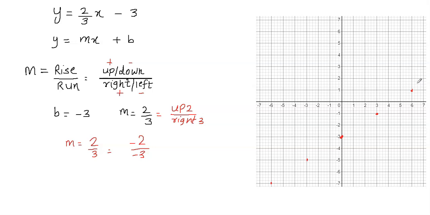Now we can draw a line passing through all these points. So let's do that. And you can see that I have got a nice straight line. Now usually you just need 2 or 3 points to graph a line, but I just wanted to show you how the slope helps you to plot more points on the graph and get a more accurate graph.